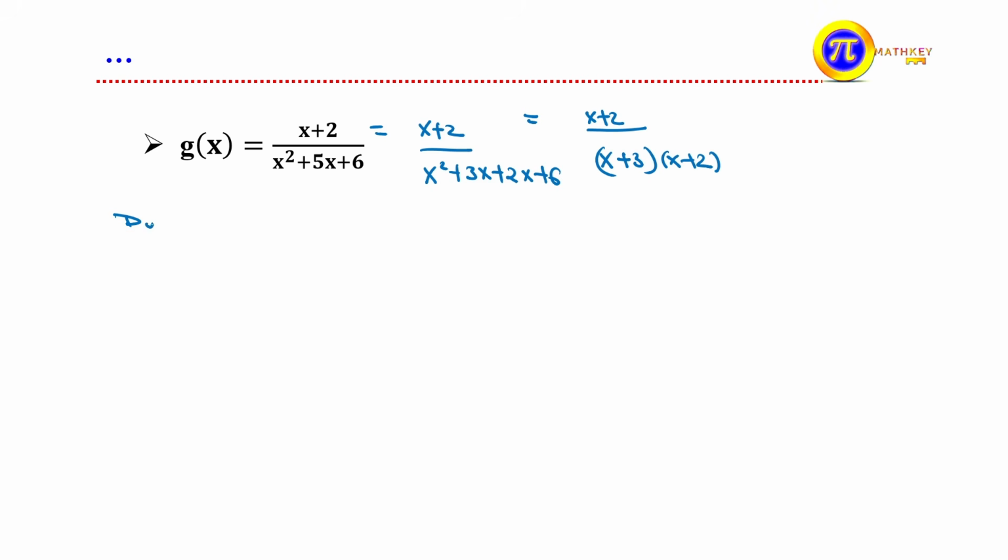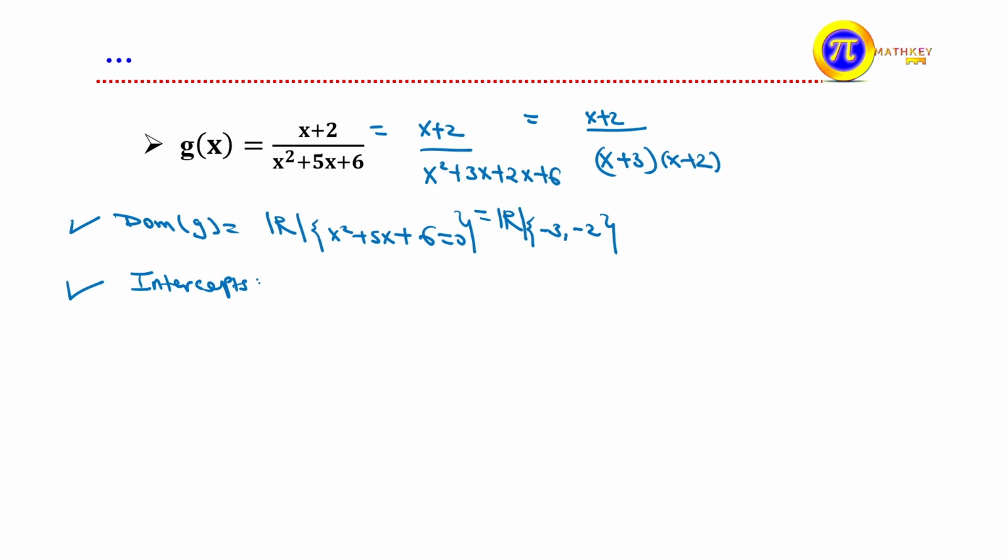From this, restrict the domain. What is the domain of g? The domain of g is all real numbers except the zeros of the denominator. That means x squared plus 5x plus 6 is not equal to 0. This means all real numbers except what? Except negative 3 and negative 2. This is the domain of our function. For a rational function, we find the domain first. We obtain this, and after that, we try to find the intercepts.